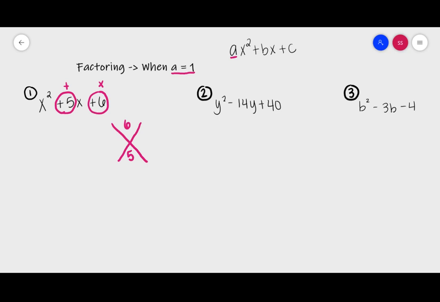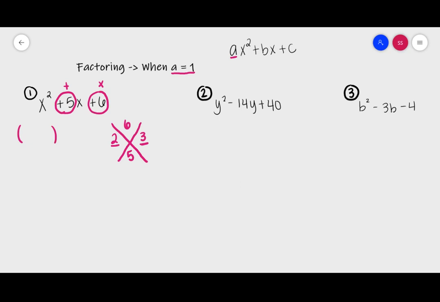But we're going to try and fill in the left and right with two numbers that multiply to 6 and add to 5. So I'm just going to start trying numbers. What multiplies to 6? 2 and 3. 2 times 3 is 6. 2 plus 3, that's 5. So that works. Well, how do we write the factors?